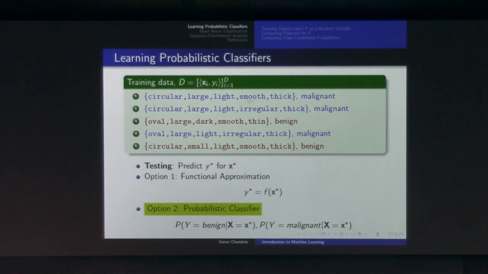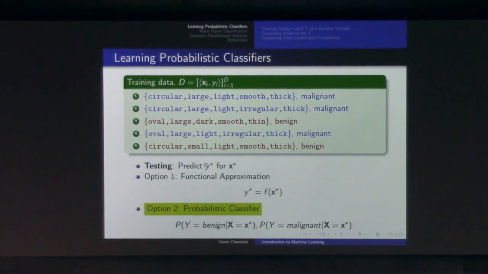So here are your observations. You're trying to predict if a tumor is benign or malignant by looking at some properties that it has. In this example, a tumor is described using 5 attributes. Each attribute is binary for us right now: circular or oval, large or small, light or dark, smooth or irregular, thick or thin. And this is your class label. This aligns very well with the coin example. In the coin example, all you were looking at was whether it was heads or not, but here we are looking at multiple features, and then these are the labels. So this is again coin 1 or coin 2.